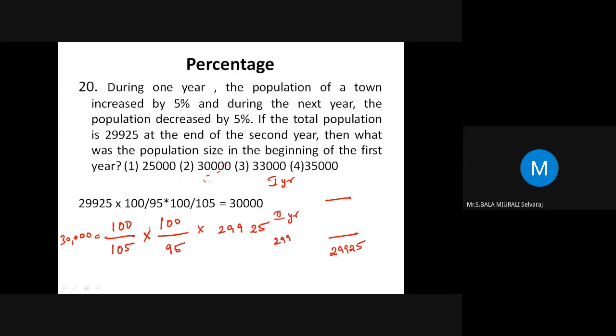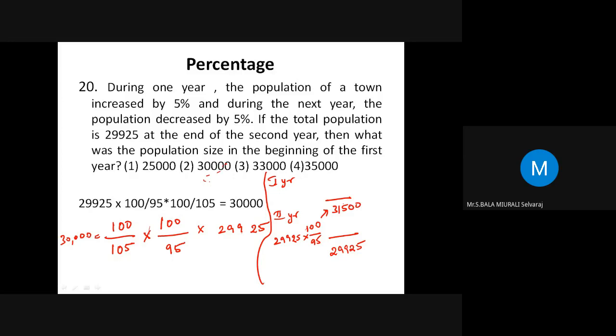So you take 29,925. What happened in the second year? Read the question. Decreased by 5%, correct? So decrease means 100 divided by 95, correct? Actually it is 100. Because of the decrease to 95, we should find out the actual. What does it come to? 31,500, correct? This is the population at the end of the first year, beginning of the second year, correct?